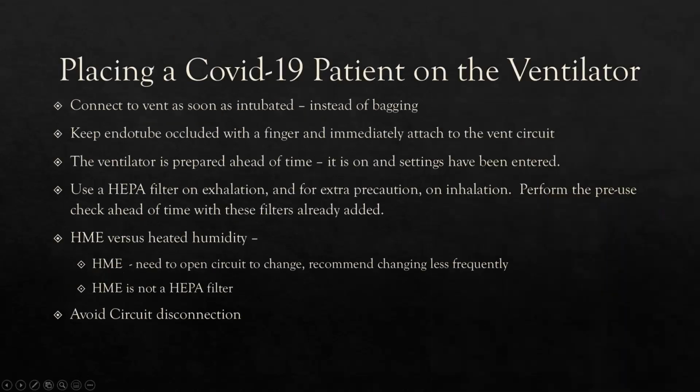So when you place a COVID-19 patient on the ventilator, it says connect to the ventilator as soon as they're intubated instead of bagging. That's because the circuit has the filters. Keep the endo tube occluded with a finger and immediately attach it to the ventilator circuit. And typically the intensivist does that. So they put the tube in, take the stylet out, put their thumb over the tube, and they want the ventilator circuit to attach it.